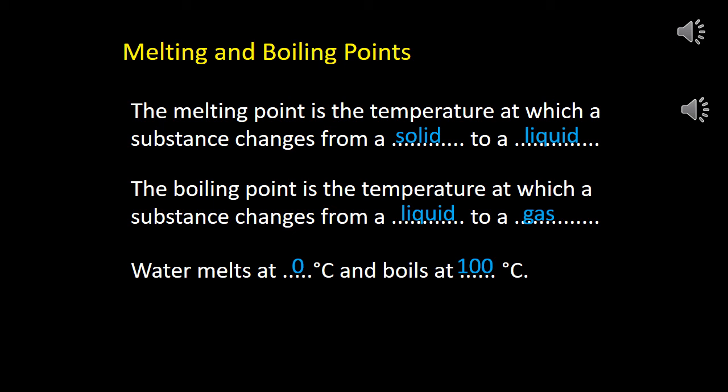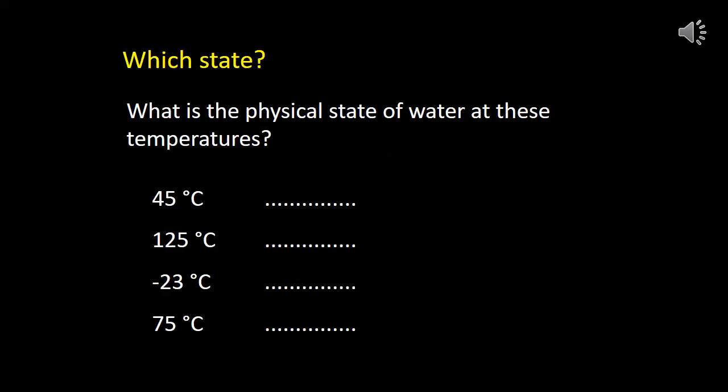The melting point is the temperature at which a substance changes from a solid to a liquid. The boiling point is the temperature at which a substance changes from a liquid to a gas. Water melts at 0 degrees Celsius and boils at 100 degrees Celsius. Well done if you got those right.